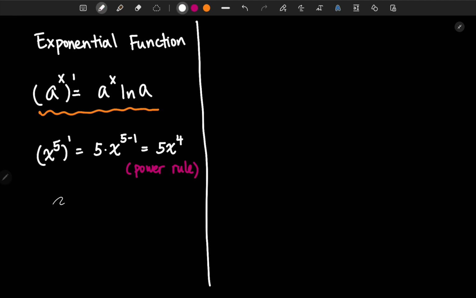But if we switch the location of x and 5, if we have 5 to the x power, then we need to use this equation. And our answer would be 5 to the x times ln of 5. See, this is a completely different answer, and we need to use this exponential rule.